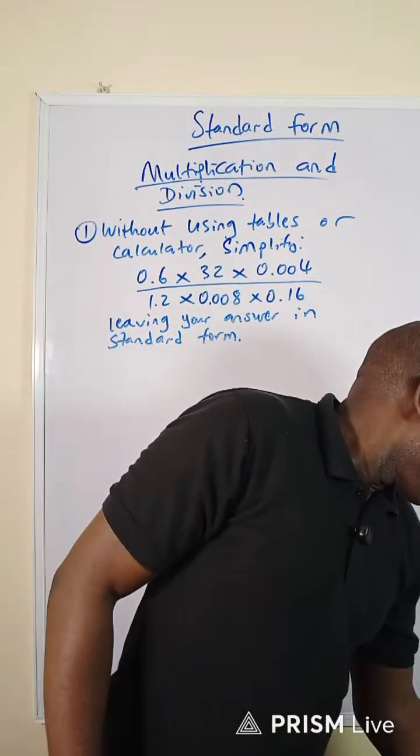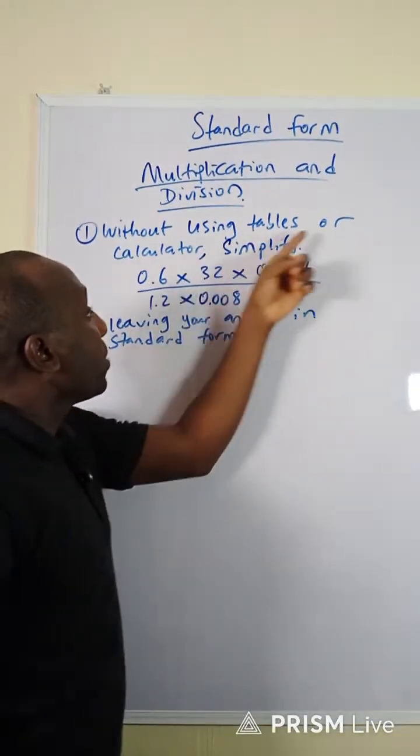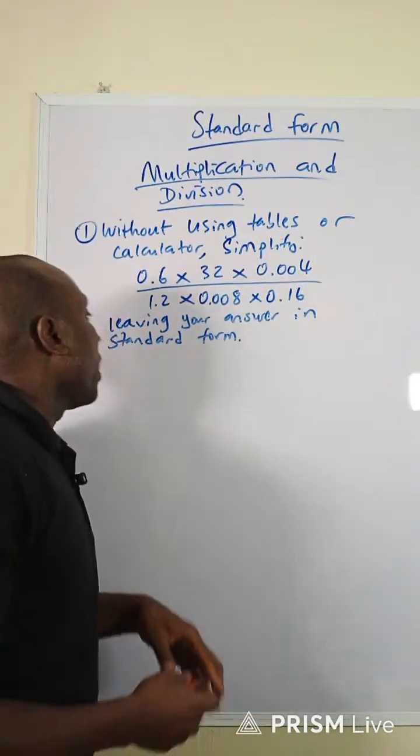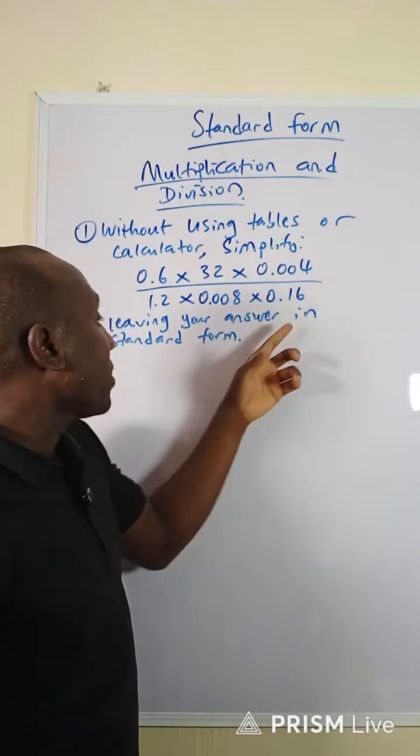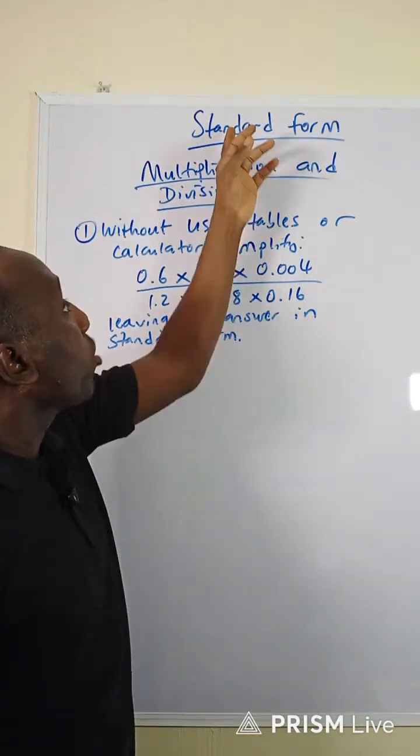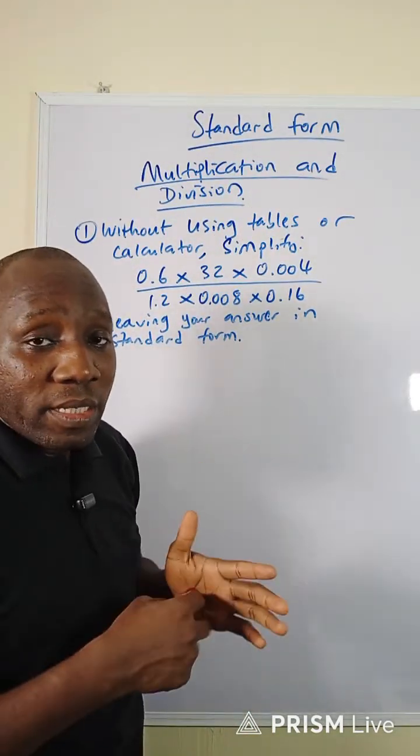So let's begin. Now, look at this question. It says, without using tables or calculators, simplify this. And then we're also asked to leave our answer in standard form. Remember, the topic is what? Standard form. This is the 3rd lesson.